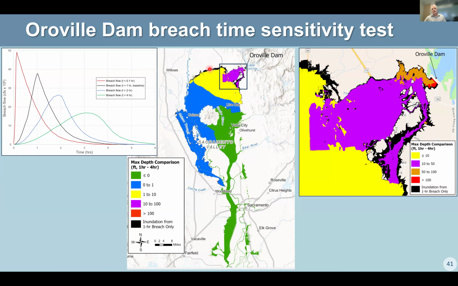The black area just shows you the difference between the 1 hour breach and the 4 hour breach. And the coloring here is telling you the depth difference. If you look at this bigger picture, all this area below here is basically the same inundation area, and it's less than 1 foot deeper for the 1 hour breach. There are some local differences right downstream near Oroville, but the depth there is already so big.